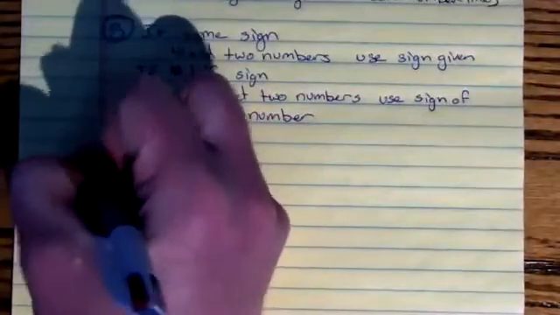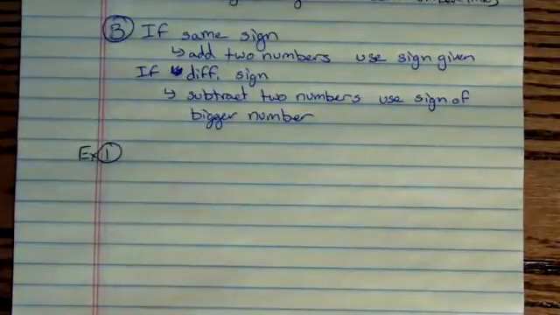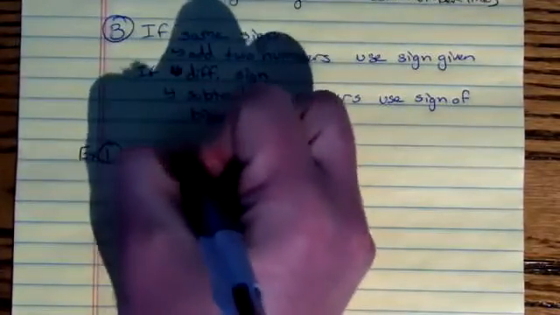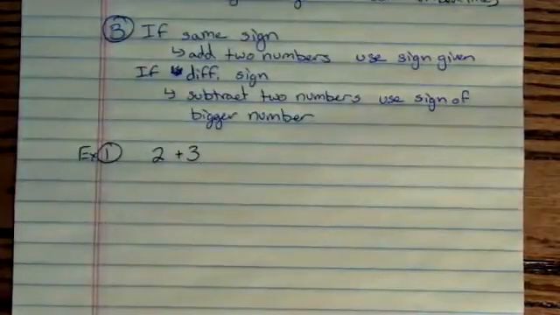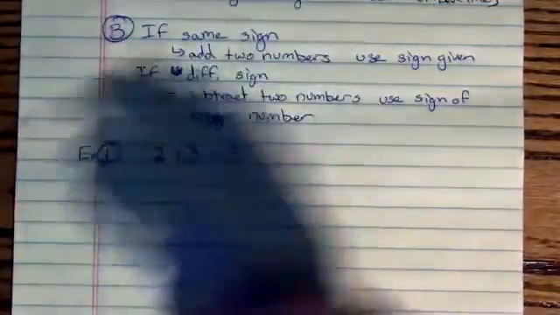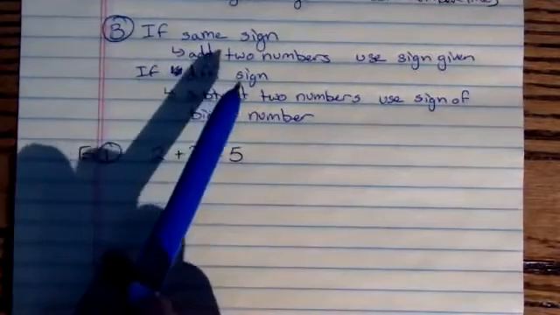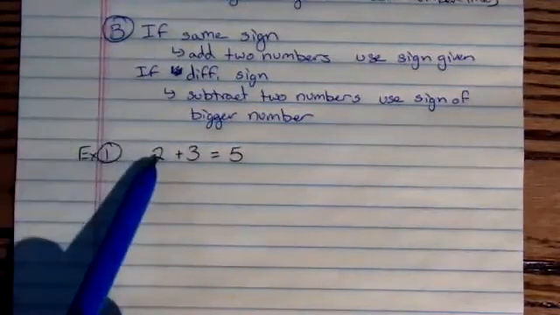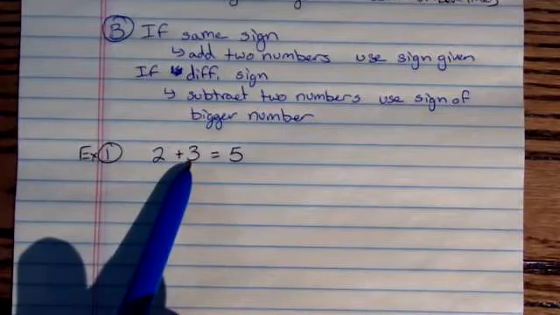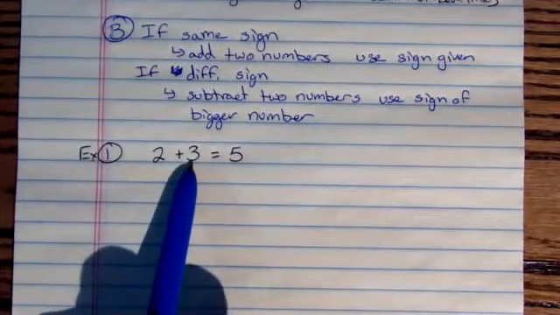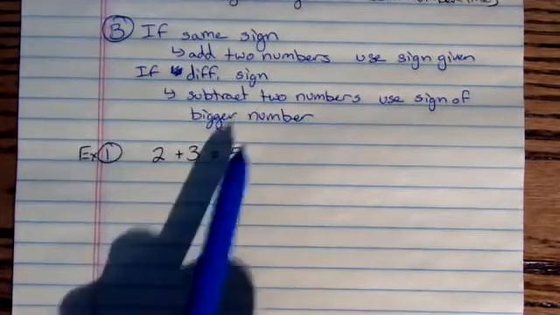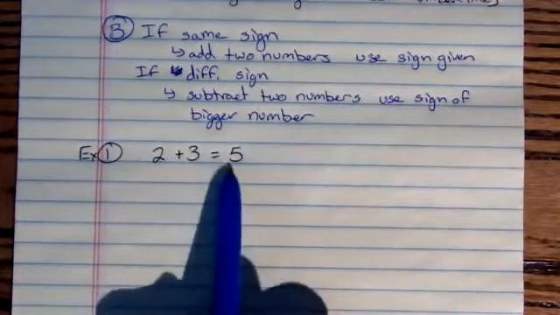Example 1. 2 plus 3. Well, we all know 2 plus 3 is 5. But let's use all this stuff that we've done to prove this. We're going to do some easy ones just to prove what it is. If we use the sign rules, it's the same sign. These are both positive numbers. So we're going to add the two numbers, 2 plus 3, which is 5. And then we're going to use the sign given because they're both positive. Our answer is positive.